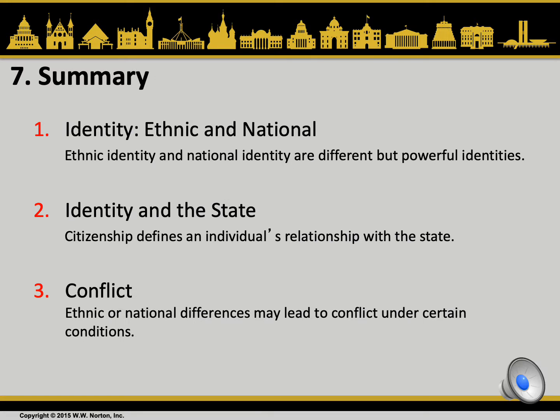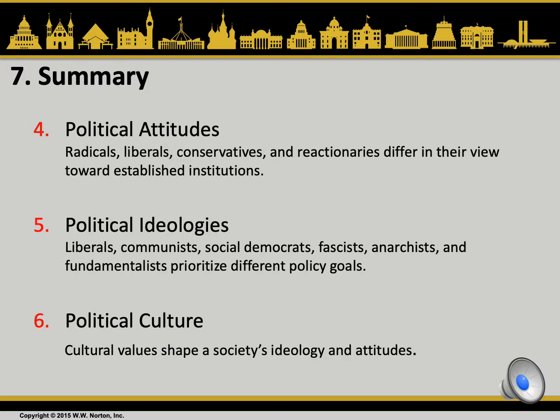In summary, then, of O'Neill's third chapter, we looked at identity in terms of ethnic and national interests, and how ethnic identity and national identity are different but powerful entities with which the state has to contend. Also, we looked at identity and the state in regards to the individual's relationship with the state. And lastly, we reviewed the concept of political attitudes and political ideologies and how they help shape policy and government and institutions within the state.